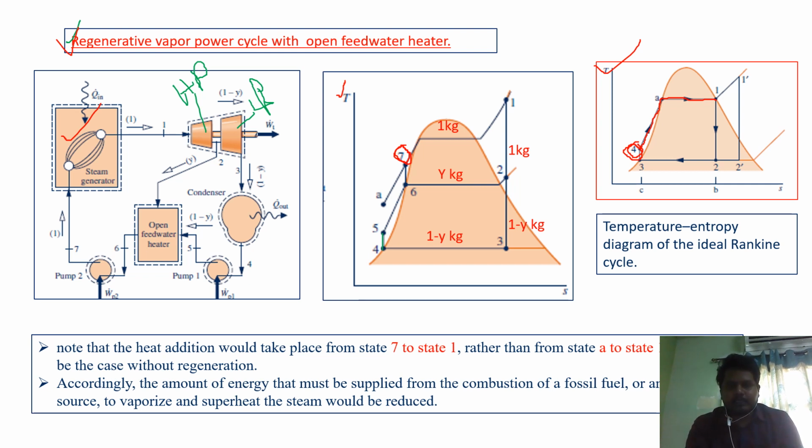Here the advantage is, since the temperature of the condensed water is increasing before entering into the boiler, the average temperature in the heat addition process is increasing in the process 7 to 1. So the efficiency of the cycle will be increased.